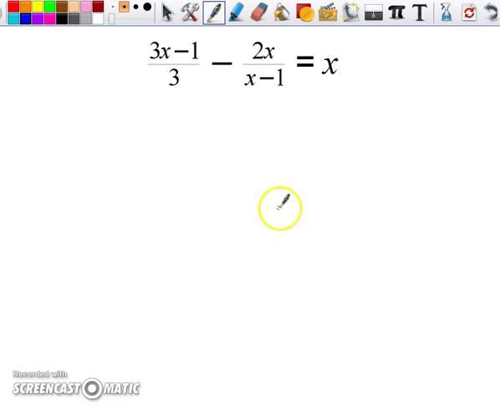So let's go about solving these. This is our first example, and we're going to solve this. The way we solve rational equations is we multiply both sides of the equation by the least common denominator, or the LCD. The least common denominator in this case is the product of these two denominators, so it's going to be 3 times the quantity x minus 1. We're going to multiply that least common denominator by each term on both sides of the equation. So let's start.